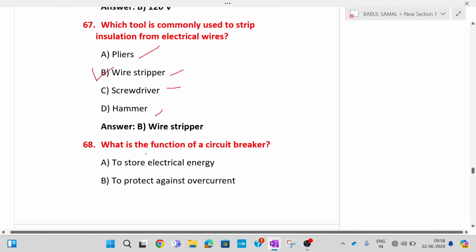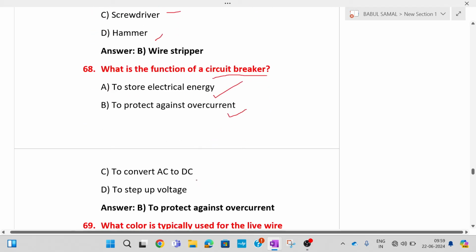Next question. What is the function of a circuit breaker? What is the work of a circuit breaker? To store electrical energy, to protect against overcurrent, to convert AC to DC, to step up voltage. So a circuit breaker provides protection against overcurrent.